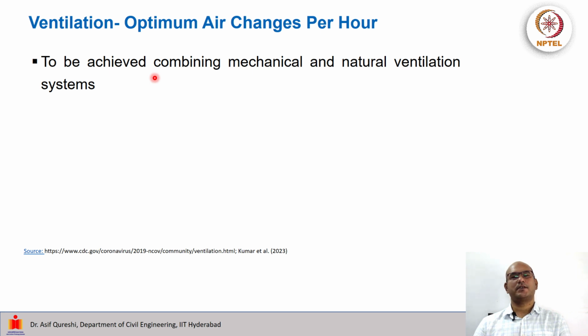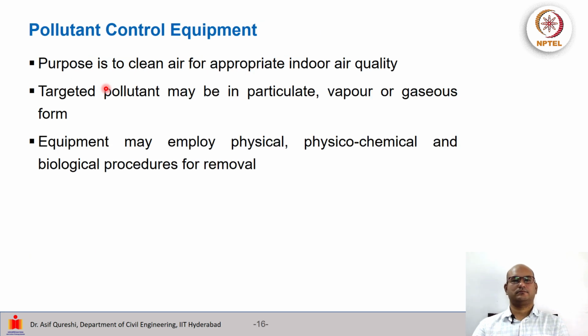Ventilation can often be achieved by maintaining our air changes per hour, which we have done already in one of the previous weeks. And this air changes per hour can be maintained by combining mechanical and natural ventilation systems. To recall, air changes per hour means how many times the volume of a room can be changed per hour. So 2 air changes per hour means the whole volume is flushed out 2 times in 1 hour. So those were ventilation systems.